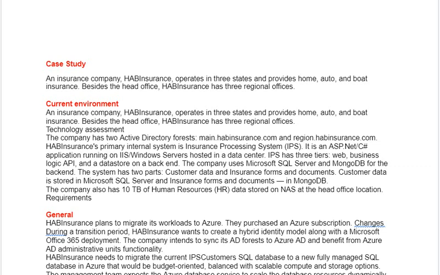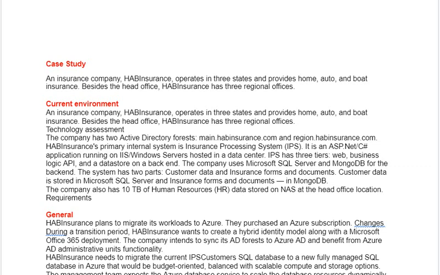HAB Insurance primary internal system is Insurance Processing System (IPS). It is an ASP.NET C# application running on IIS Windows servers hosted in data center. IPS has 3 tiers: Web, Business Logic API, and a data store on a back end. The company uses Microsoft SQL Server and MongoDB for the back end.